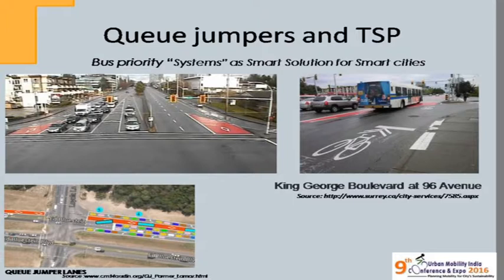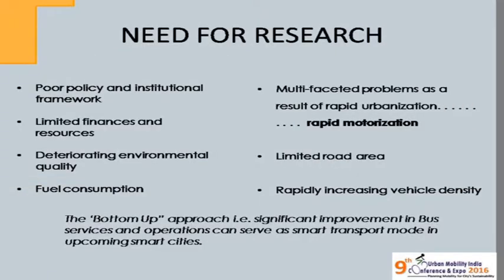These are the bus priority systems which can be used as a smart solution for the smart cities. Then we have various examples like King George Boulevard at 96th Avenue, the bus queue jumper lanes provided at the junctions. Why we need to have this, or what is the purpose of this research?